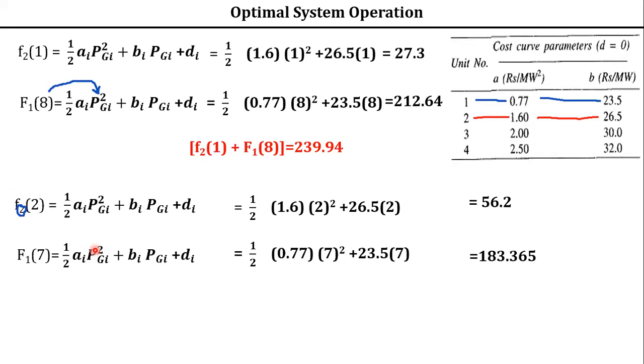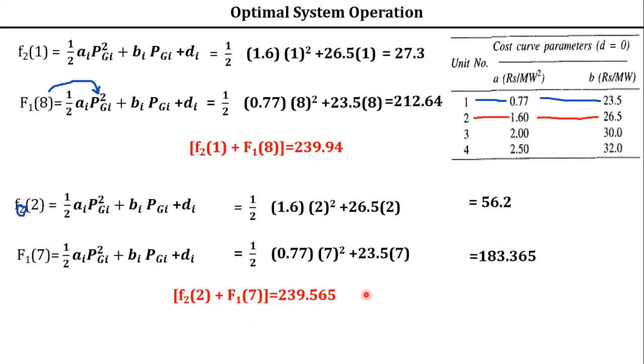Third combination. So, what is the total cost? F2 of 2 plus F1 of 7 is equal to 239.565. When you add these two, you are going to get 239.565 rupees per hour. Are you following it? So, this is the value of the third combination.